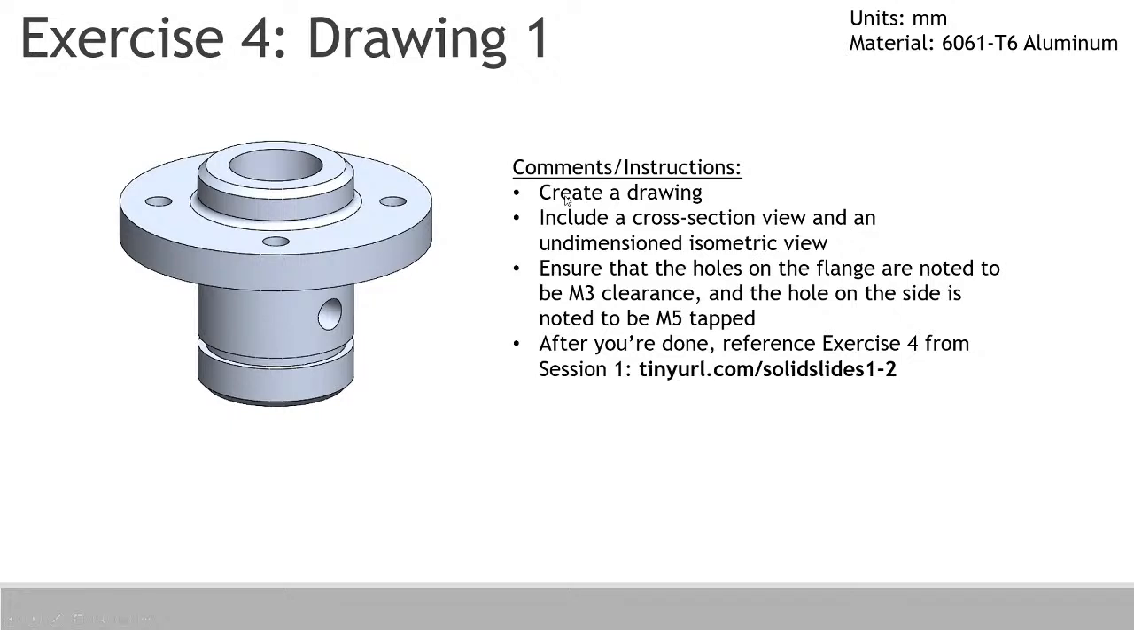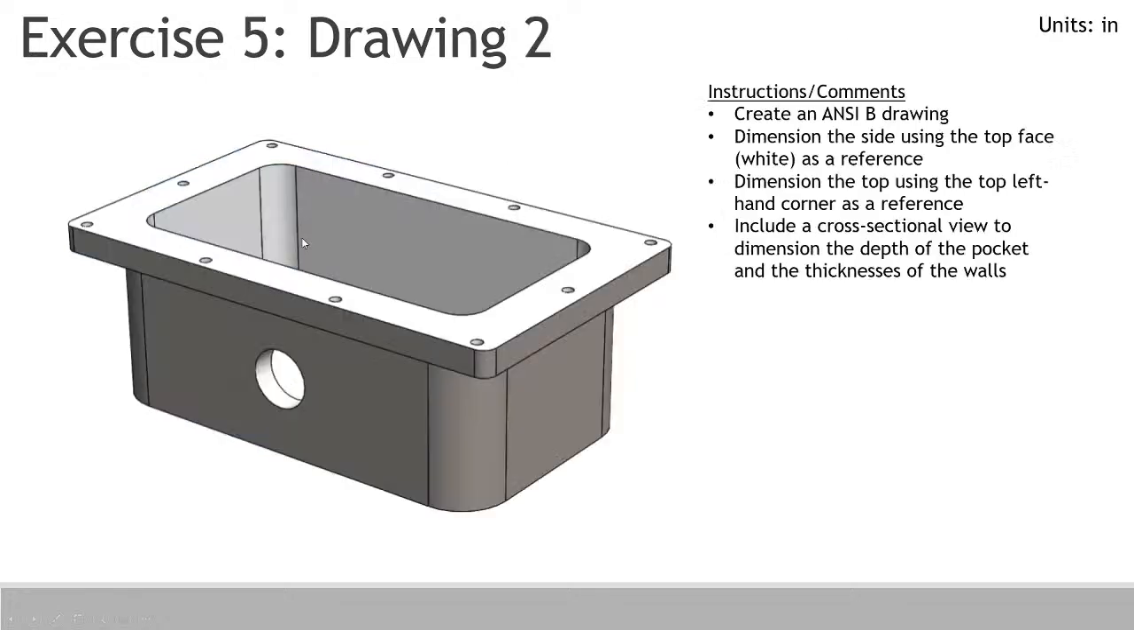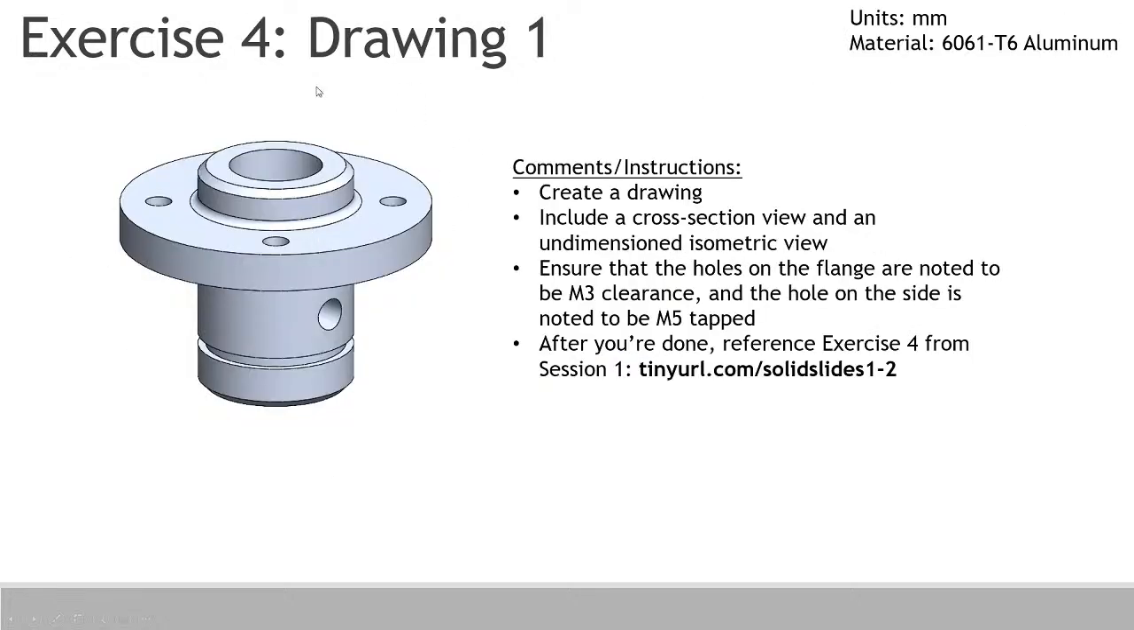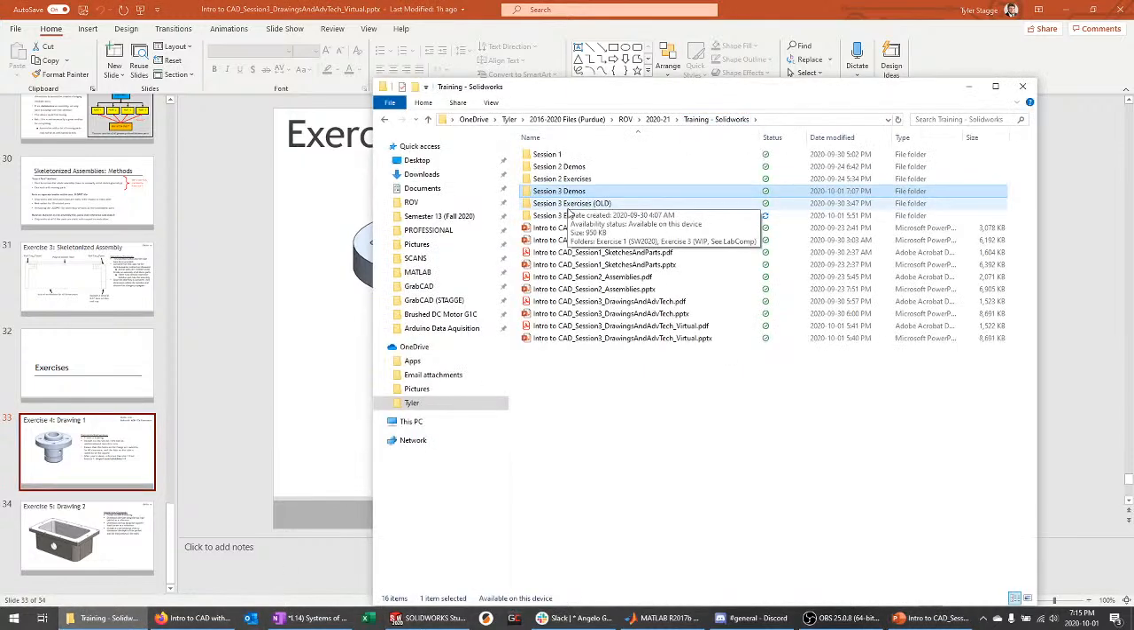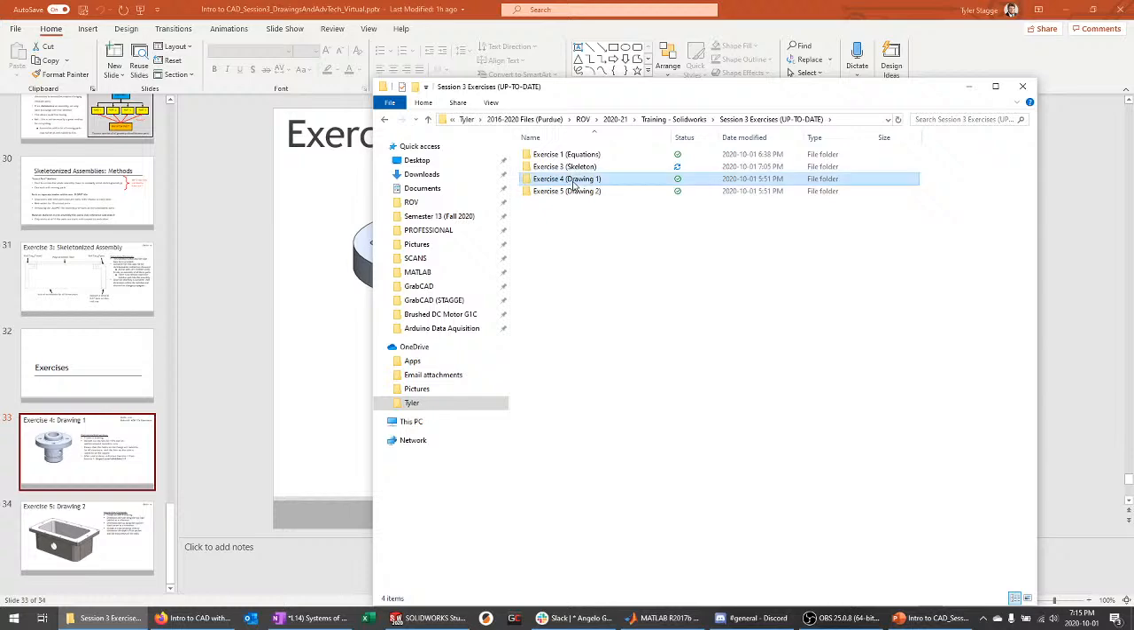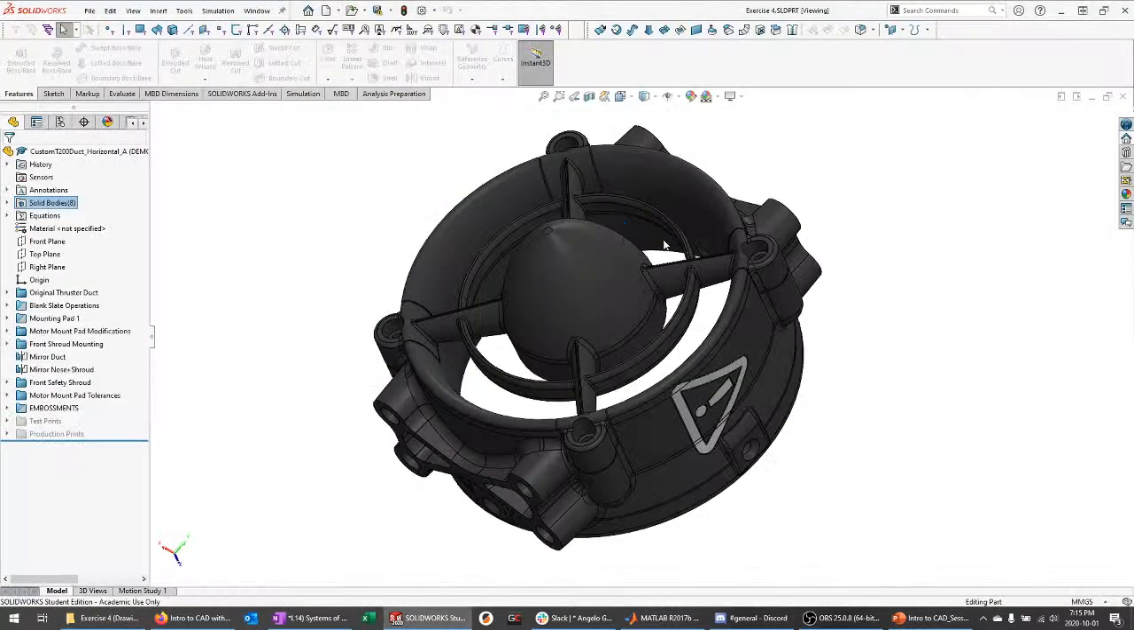So this was, like I said, exercise 4 from session 1. A simple, mostly revolute part. I'm going to use this as an example to do a bit more detailed drawing than that first rushed example I showed you guys. So I'm going to find that part. I believe I have it here under exercise 4. Yep, that's where we provided it, exercise 4. I'm going to open that up.